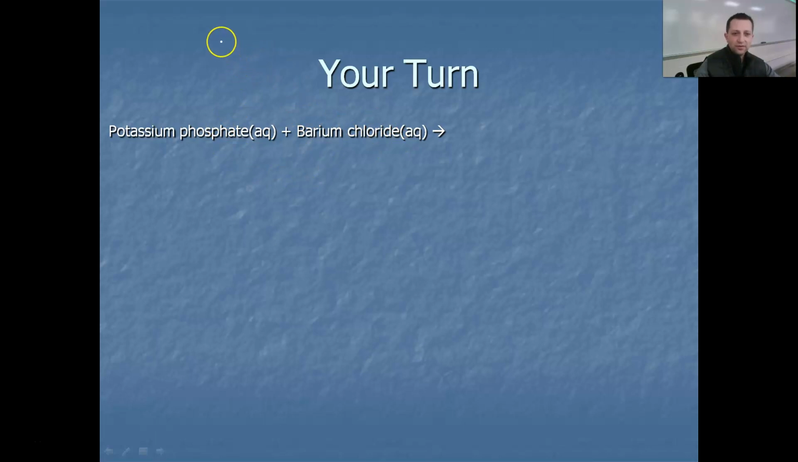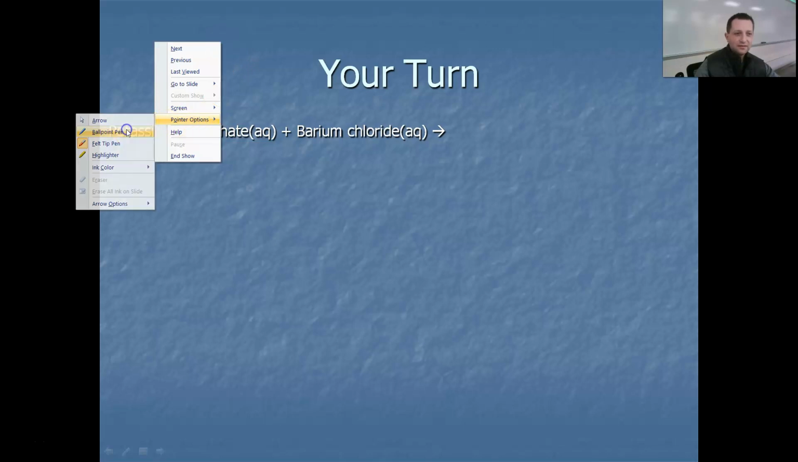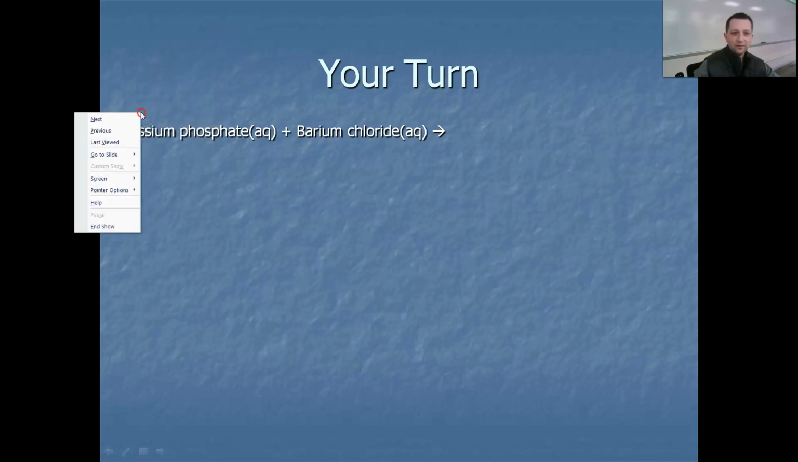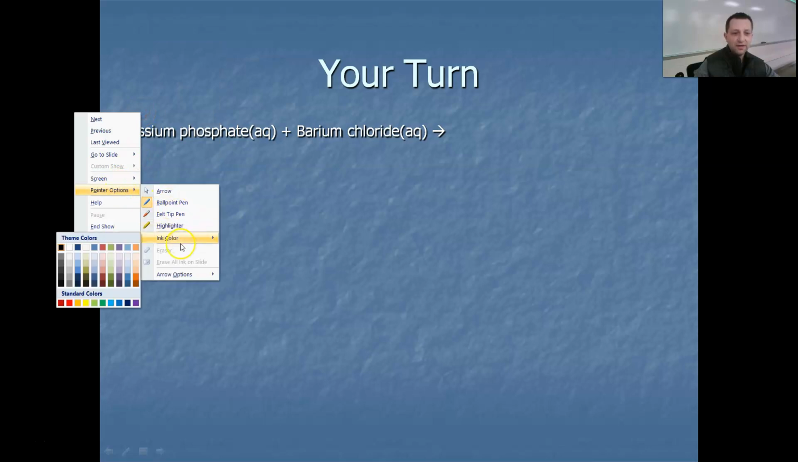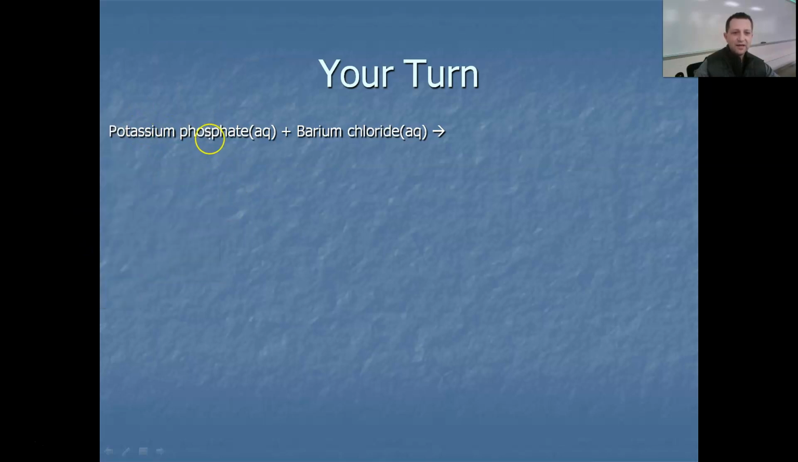So what you need to do here is just automatically switch your ions and write out what your products are going to be. So let's take a look at it. We have potassium phosphate and barium chloride. Let's flip our two positive ions and write some products here. All right, so our proposed products will be barium phosphate, sorry for the handwriting, and potassium chloride.